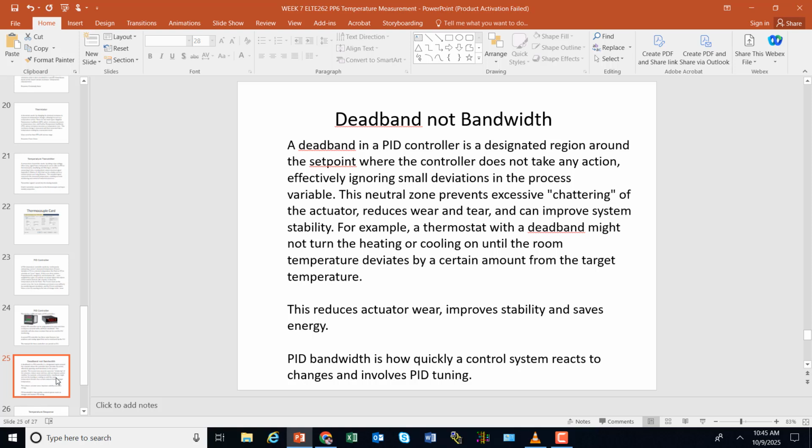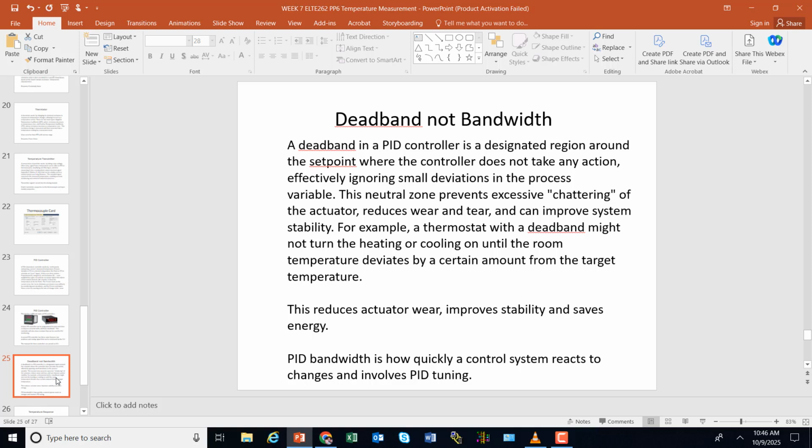Deadband, not bandwidth. So the deadband of a PID controller is a region around the set point. That's what we talked about. I think we start with about 15 degrees, just to get it to heat up and cool down within 15 degrees. Or we can set it to 10 degrees or whatever you want, just to see the response of it.